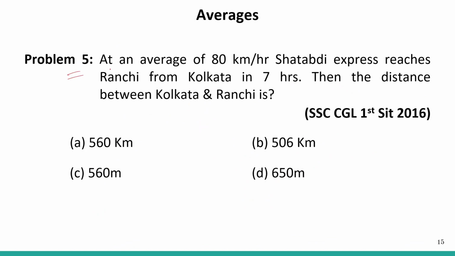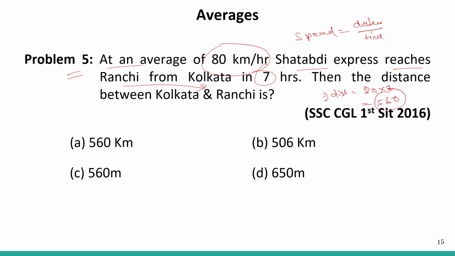So let's see problem number 5. At an average of 80 km per hour, Shatabdi Express reaches Ranchi from Kolkata in 7 hours. We know the speed distance formula, that is speed is equal to distance by time. Given to us that speed is this much and time taken is this much. So distance is equal to speed into time. Speed is given as 80 and time is 7. So 560. So the distance between Kolkata and Ranchi is 560 kilometers.